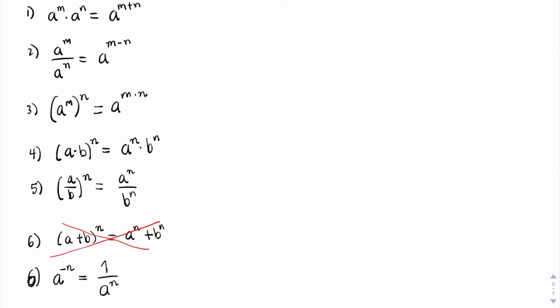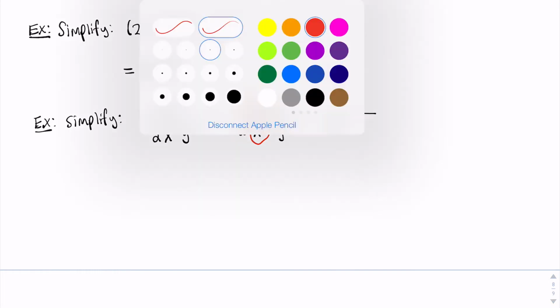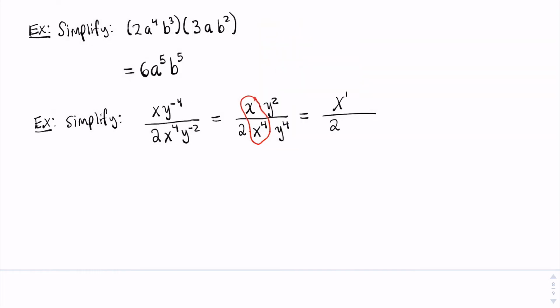If we apply rule number 2, we are going to get x to the 1 minus 4, like this. But that will be on top. Every time you apply this rule, it will be on top, and you will realize that you get x to the negative 3, and you will bring it down. Or if you realize this faster, then you don't have to go through all of these ordeals, right?